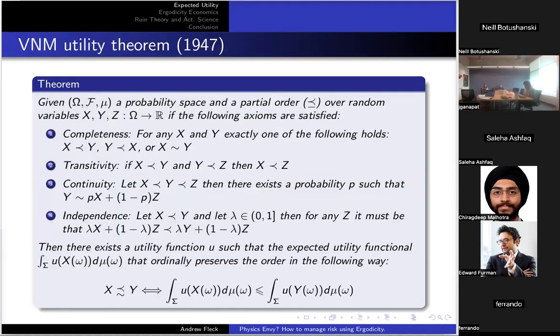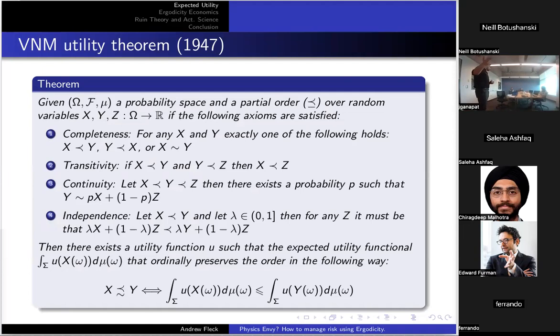So in the 40s, von Neumann and Morgenstern came up with this powerful theorem. We don't have to study the theorem in too much detail, but basically you get these four axioms that they propose for reasonable ways of ordering random variables. If each random variable represents a gamble, like the one I mentioned earlier with the St. Petersburg paradox, we would expect we'll always prefer one gamble to another, or we'll be indifferent.